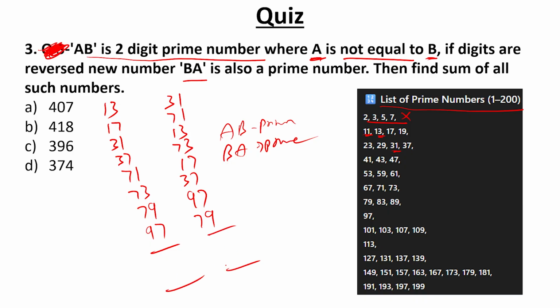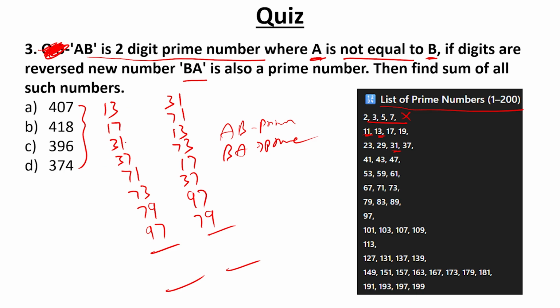So we got all these values. All you need to do is add all these values. We'll get a number that must equal one of the options A to D. If one of the values matches, that will be our correct answer.